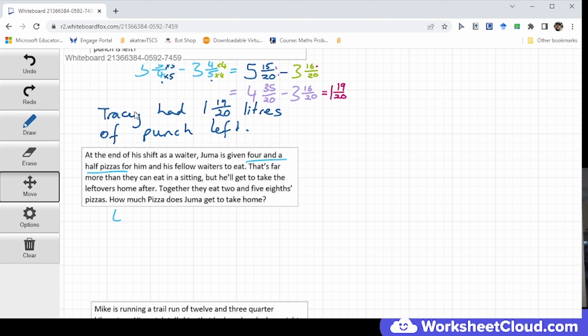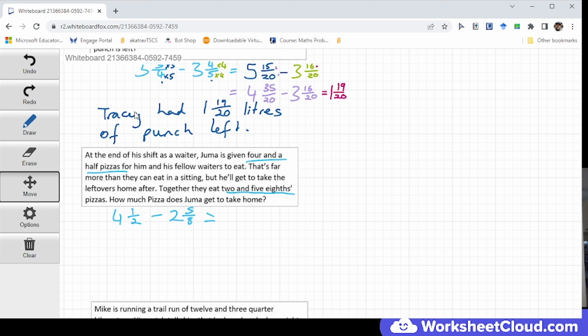4.5 pizzas for him and his friends to eat. That's far more than they can eat in a sitting, but he'll get to take the leftovers home. So together they eat 2 5/8. How much does he have left?